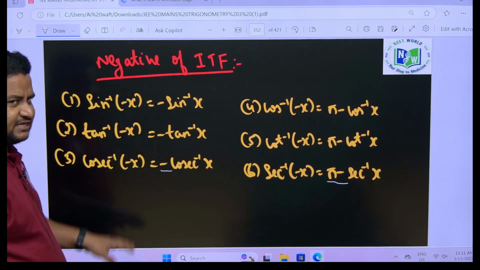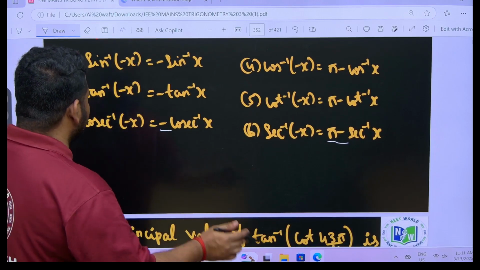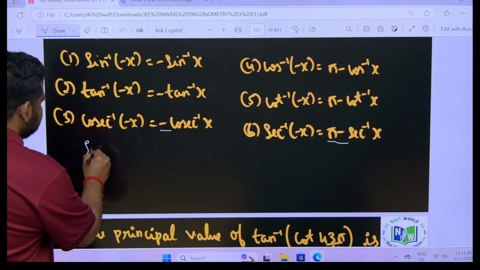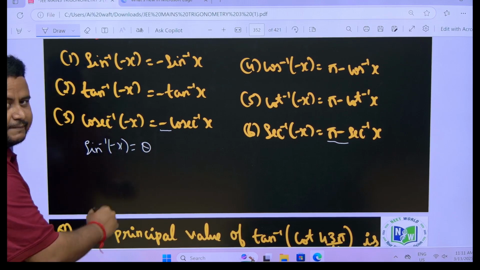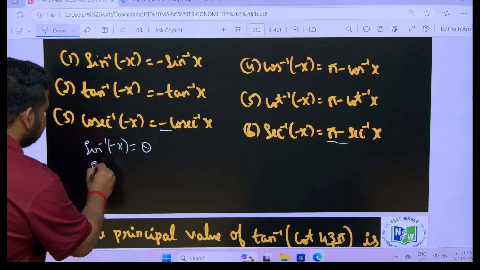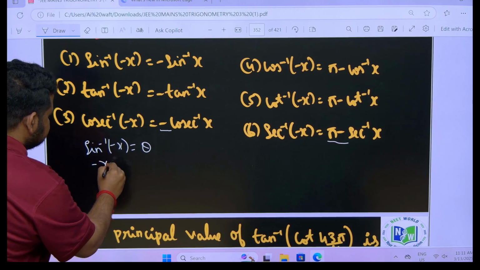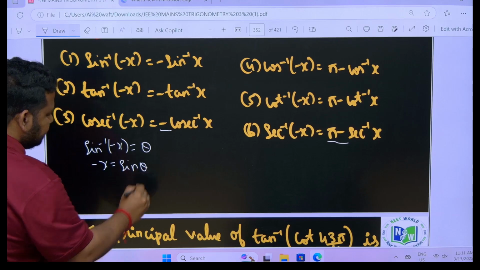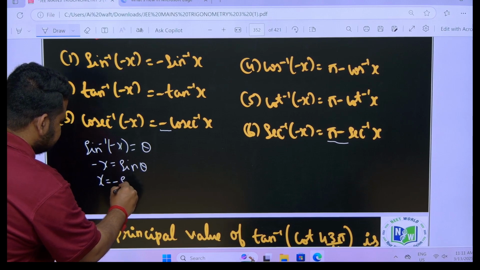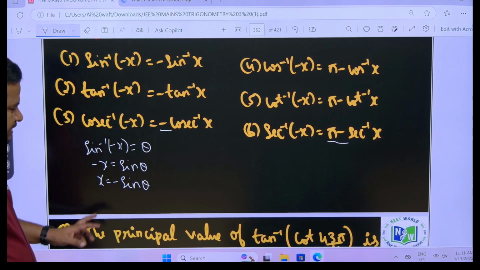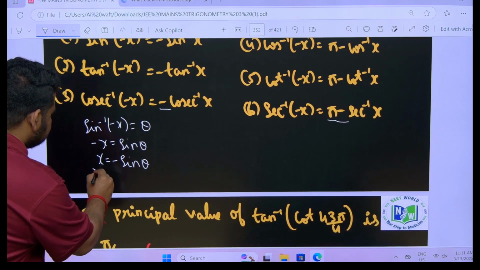This derivation is there in your intermediate, but I will explain again so that you understand how it is happening. Suppose I take sin inverse of minus x as theta. So this will become minus x is equal to sin theta. This I can write as x is equal to minus sin theta. Correct? x is equal to minus sin theta.